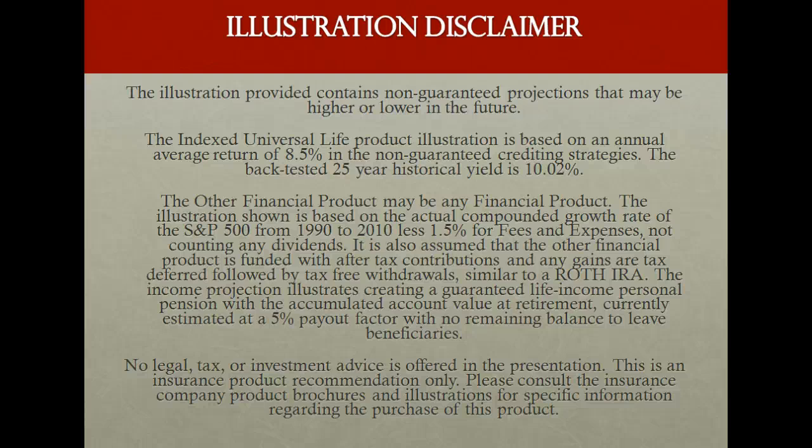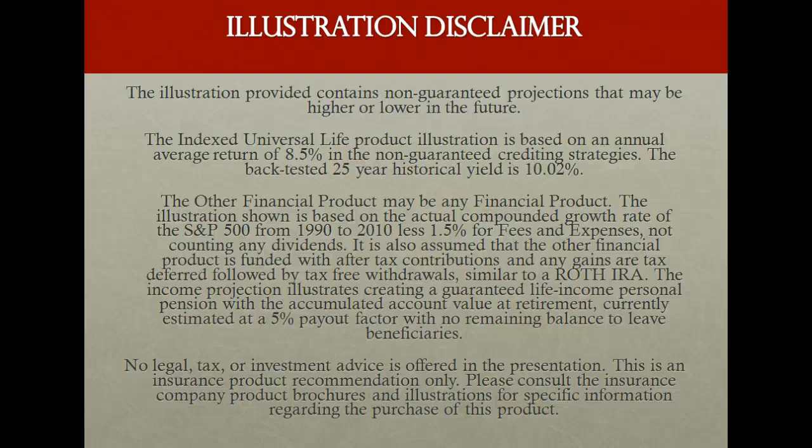Now, the other financial product, or the comparison financial product, may be any financial product. It could be CDs, money market, fixed interest accounts, or other. The illustration shown, however, is based on the actual compounded growth rate of the S&P 500 from 1990 to 2010, less 1.5% for fees and expenses, and does not count any dividends. It is also assumed that the other financial product is funded with after-tax contributions, and any gains are tax-deferred followed by tax-free withdrawals, similar to a Roth IRA.